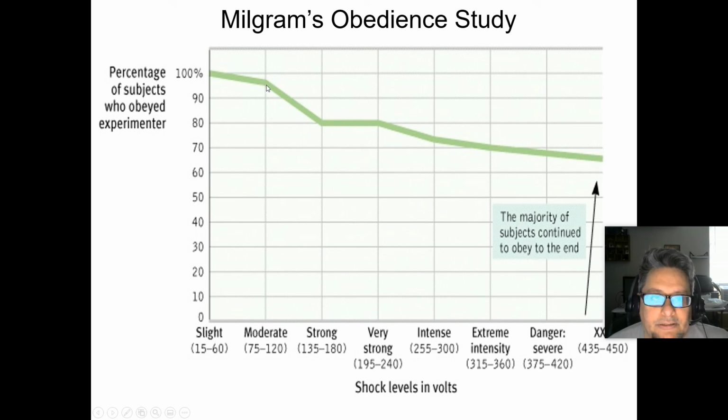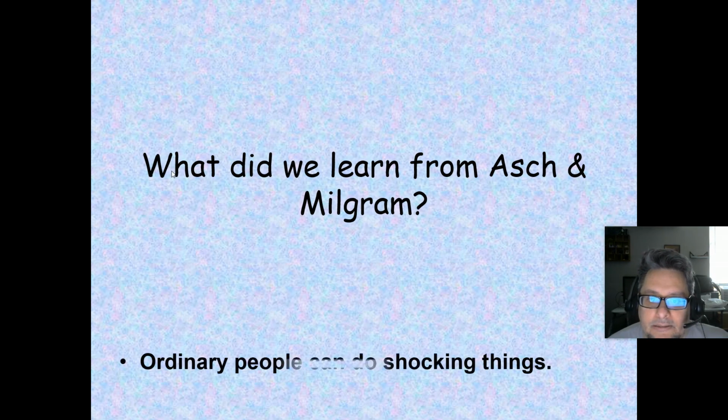At moderate, only a few people had dropped out. Your biggest drop goes between moderate and strong, but then it kind of levels out, and people will, up to 66% in this particular case, will go all the way to the end and then keep hitting the lever. So ordinary people can do shocking things. A little bit of a pun there, right?